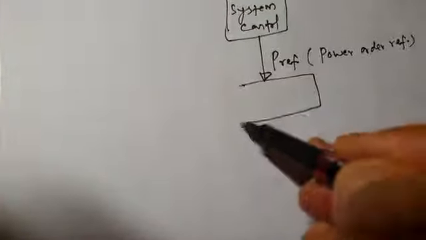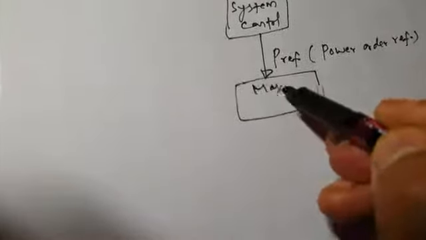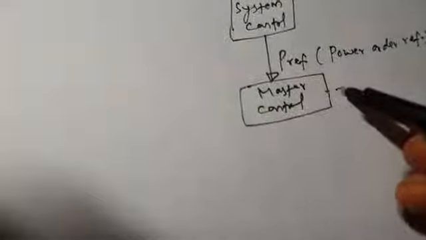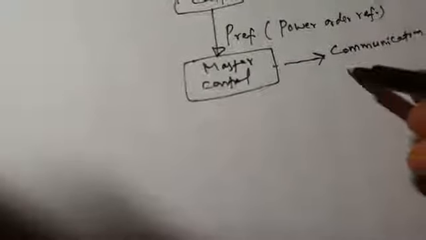And then you have master control. This is master control. And this master control has communication to a remote terminal. This master controller gives us IREF, which is called current order, reference current or current order.